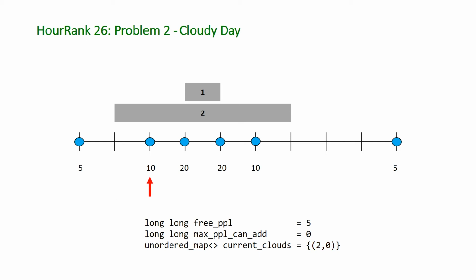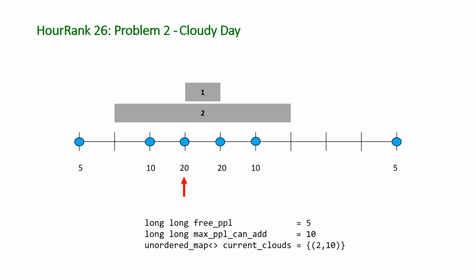So we move to the next element. Here we are under a cloud, so we're going to check current cloud size is equal to 1, and then we are going to add the population to the value of the only item in our map. So that is going to be set to 10, and then every time our current cloud size is equal to 1, we're going to set maximum people that we can add equal to the maximum of the current value and what the new value that we just added to in our map is.